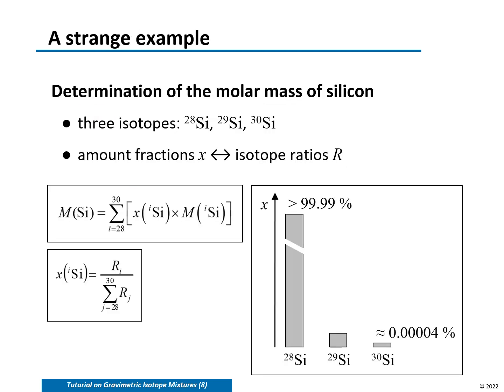Now let's look at a really strange example. Is the gravimetric mixture method restricted to the determination of absolute isotope ratios? No, it's not. In case you already know the isotope ratio, you are free to rearrange your equations to your liking. In the framework of the Avogadro project, we used gravimetric mixtures to determine the molar mass of silicon, which was extremely highly enriched in the 28 silicon isotope.